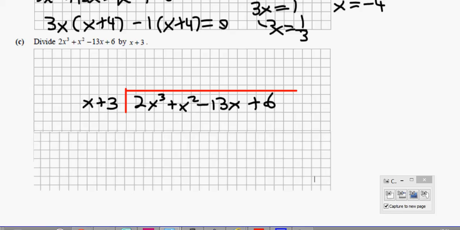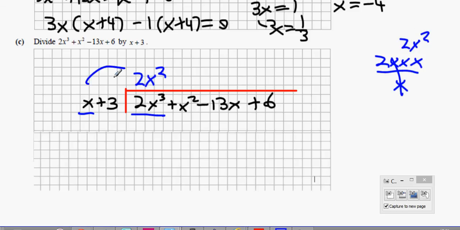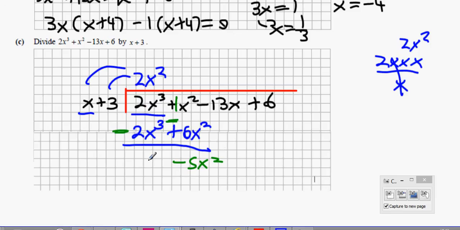Now first and foremost you're going to divide x into 2x cubed. So 2x cubed is 2 and 3 x's. The x is on the bottom, the x's cancel, and we're left with 2x squared. 2x squared on the top, multiply in, and we get 2x cubed, because 2x squared multiplied by x is 2x cubed. 2x squared multiplied by 3 is 6x squared. Now we're going to take them away. So minus and minus, we end up with 1x squared minus 6x squared, which is minus 5x squared. 2x cubed minus 2x cubed is 0.